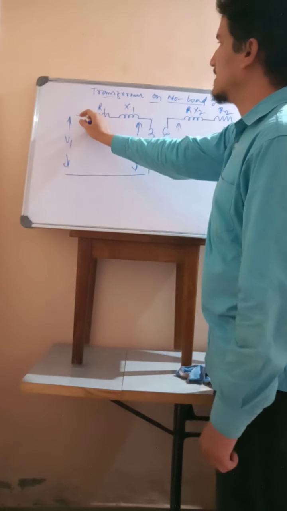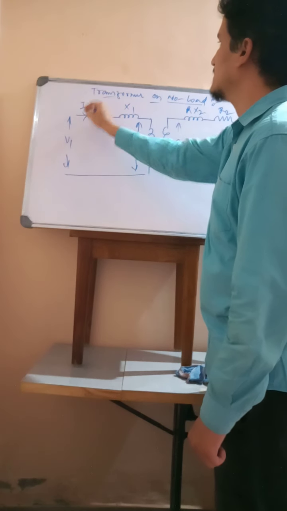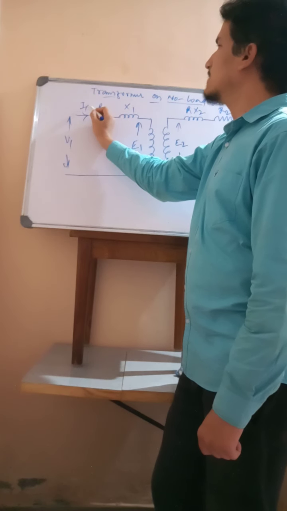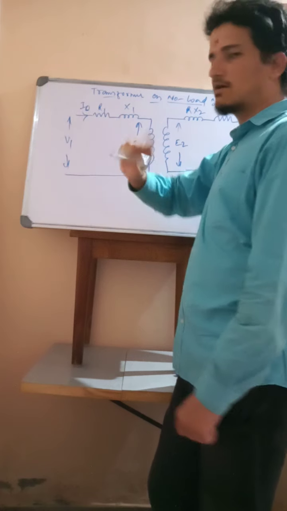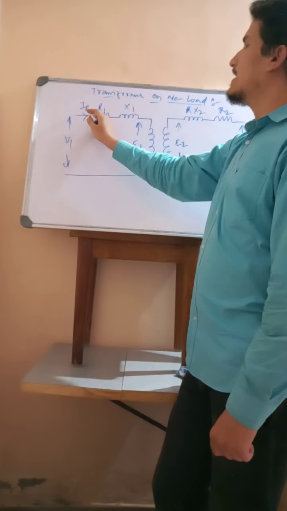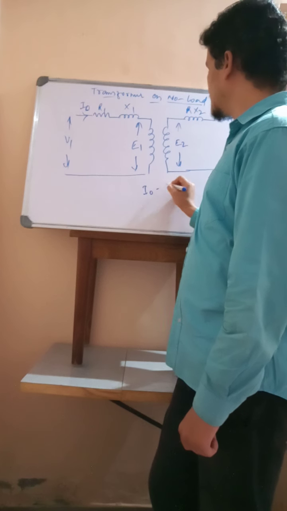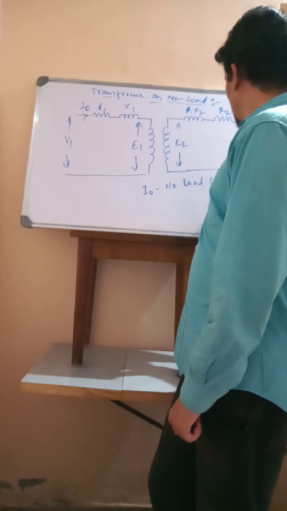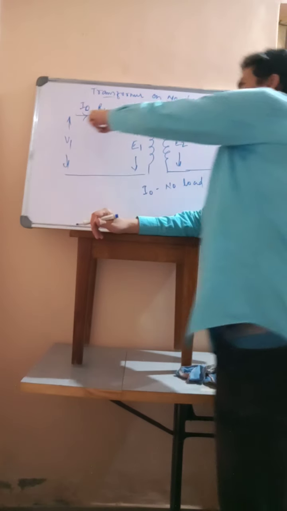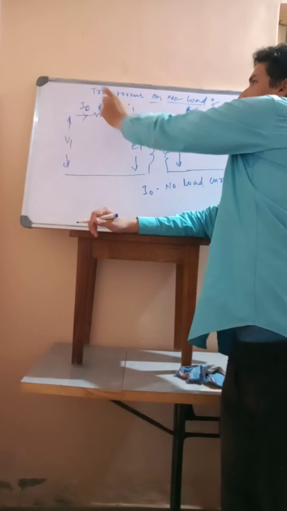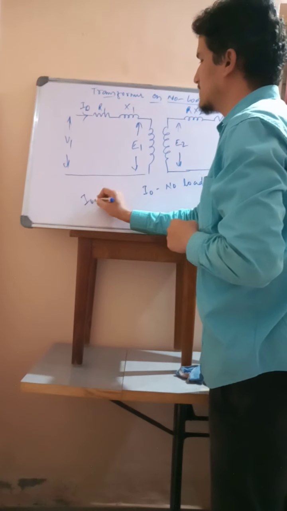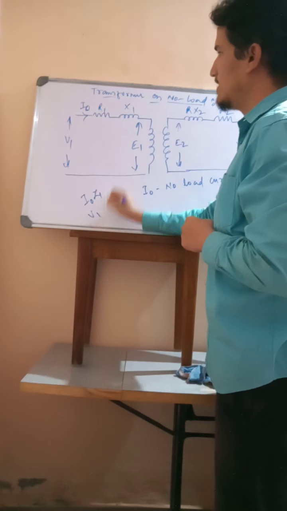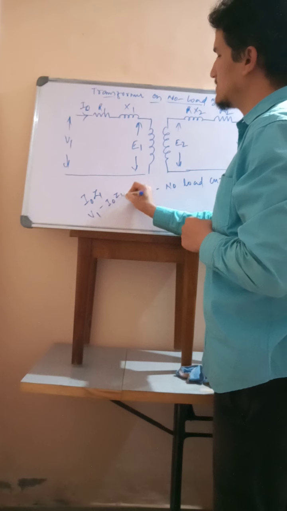But here, a primary current I1 will flow. I will not mark it I1. I will mark this as I0. I will tell why it is I0. I0 is called the no load current. Due to this no load current flowing through this, there will be a drop, I0 into Z1. So if you apply KVL here, V1 minus I0 Z1 is equal to E1.